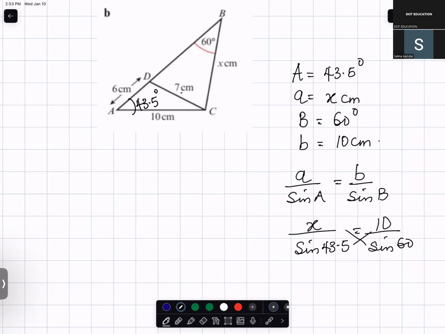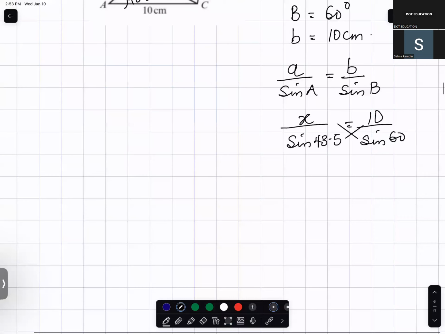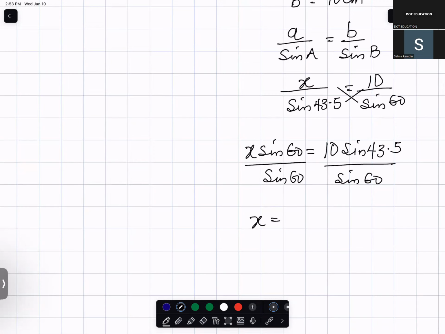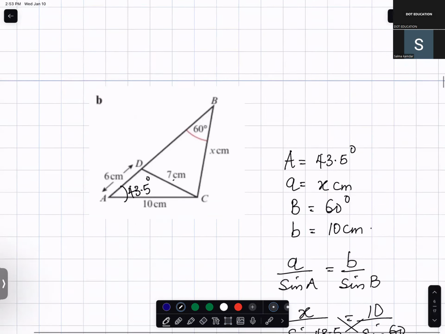So we cross multiply. We have X sine 60 equals 10 sine 43.5. Divide both sides by sine 60 since we are looking for X. So my X value will be 10 sine 43.5 divided by sine 60, giving us 7.95 centimeters.